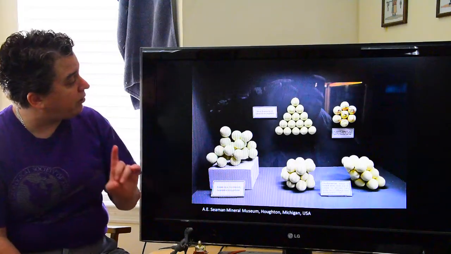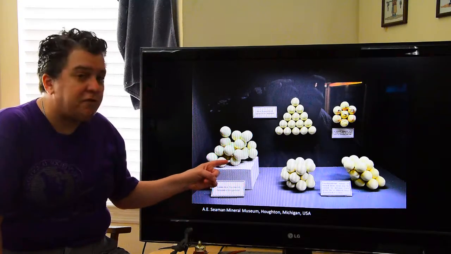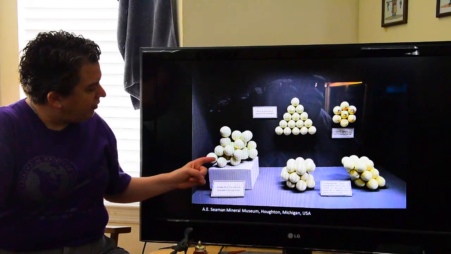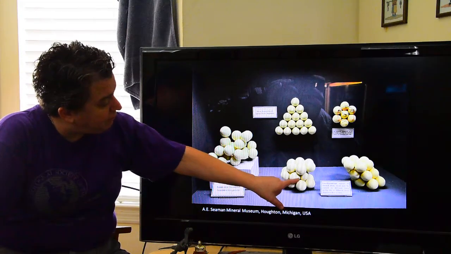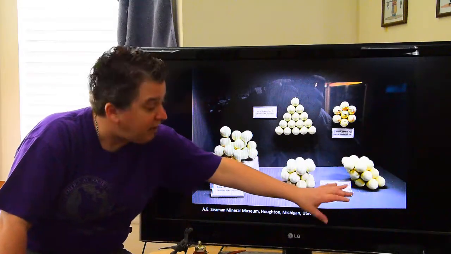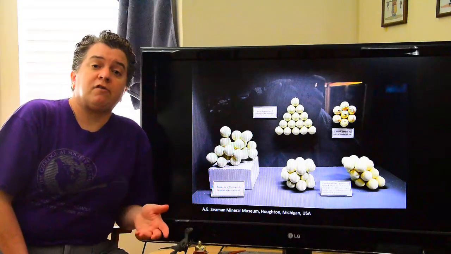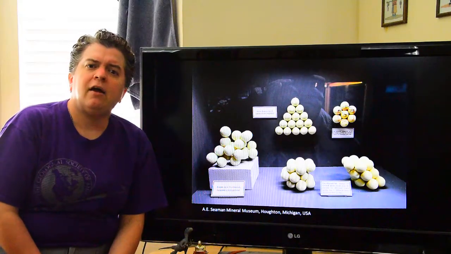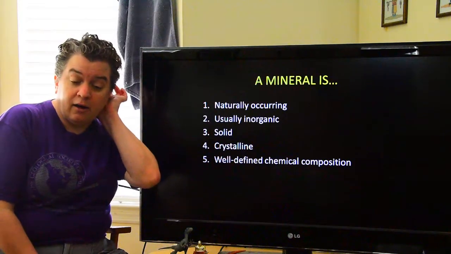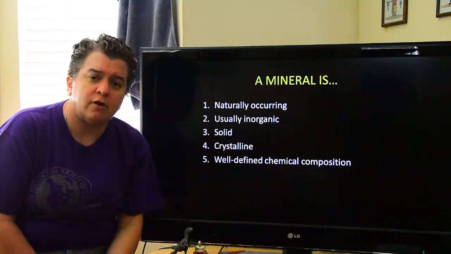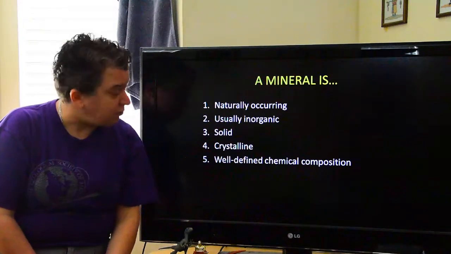Crystalline means there's an ordered atomic arrangement. So imagine each of these little ping pong balls is an atom. Over here, this is chaotic, right? There's no orderly arrangement to the atoms. Over here, we have this repeating pattern to those atoms. So those would be crystalline. This is not crystalline. Not every solid is crystalline. For example, glass is solid, but not crystalline. And last but not least, a mineral has a well-defined chemical composition, meaning we can write a chemical formula for it. Basically, minerals are chemicals.